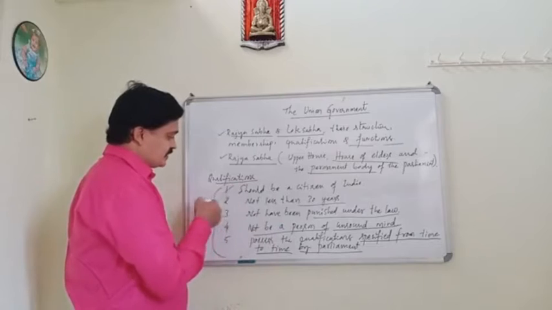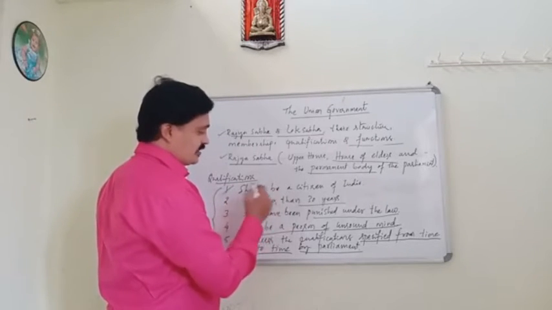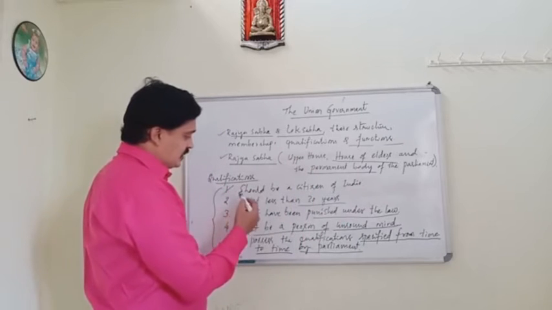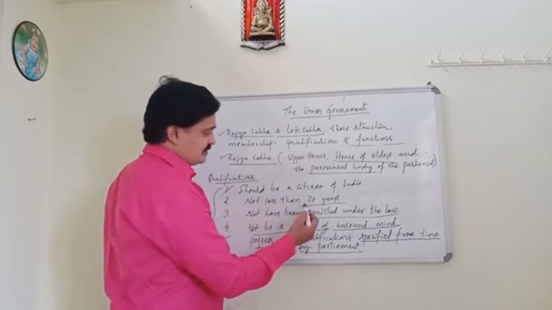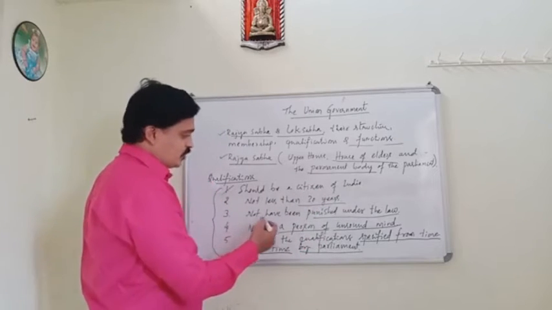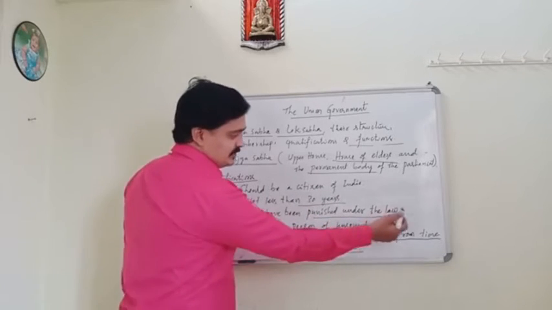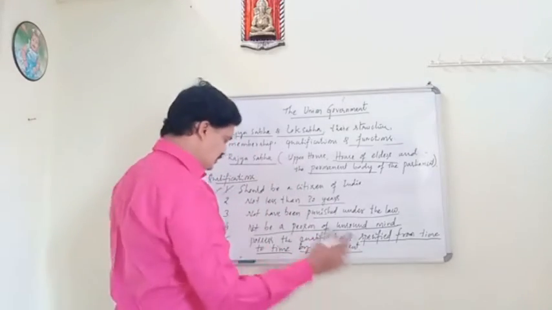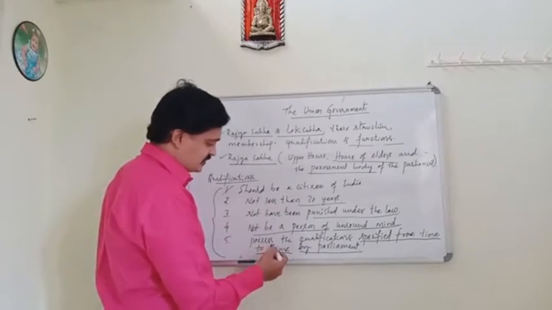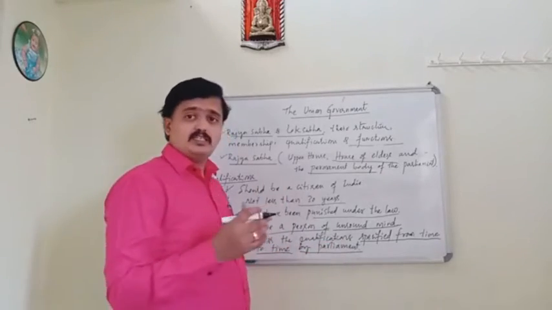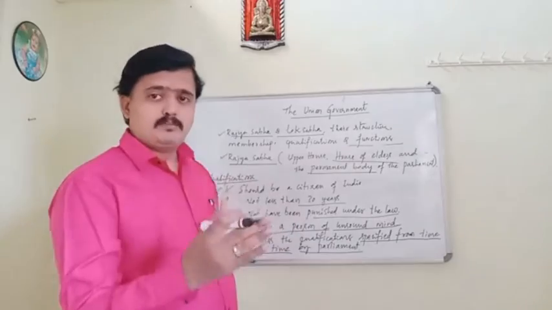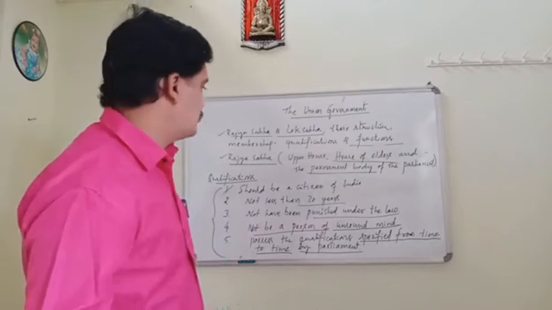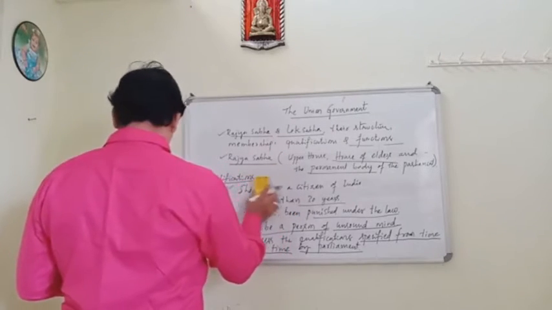Once again I will say, he or she should be a citizen of India, should not be less than 30 years, should not have been punished under the law, and should not be a person of unsound mind, and should possess the qualifications specified from time to time by Parliament. So these are the qualifications required to become the member of the Rajya Sabha.